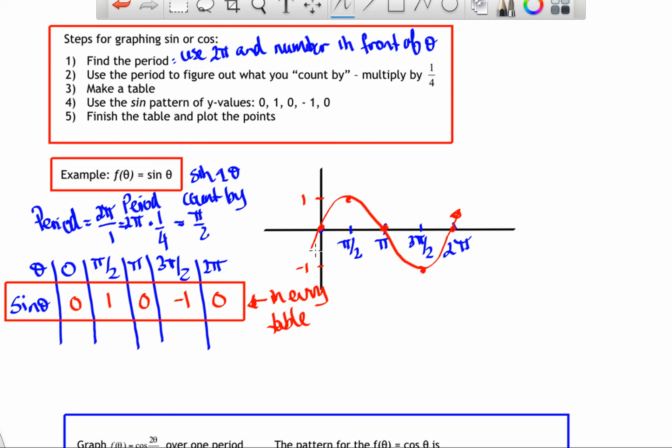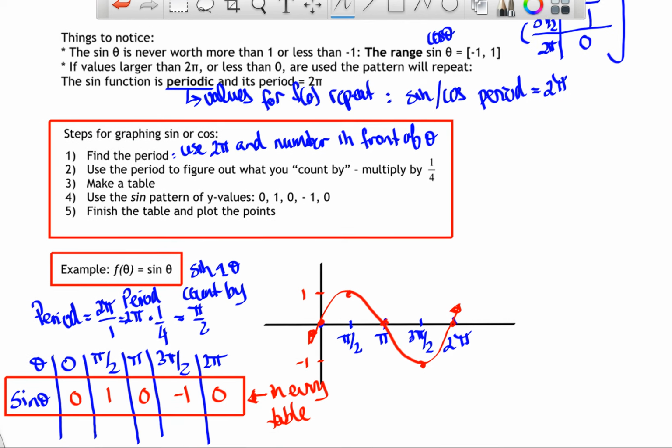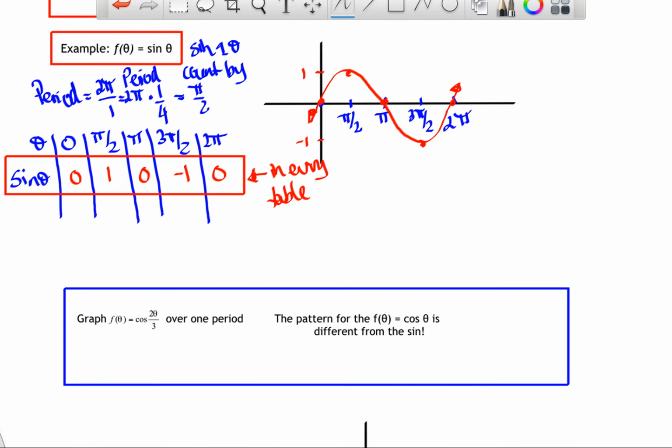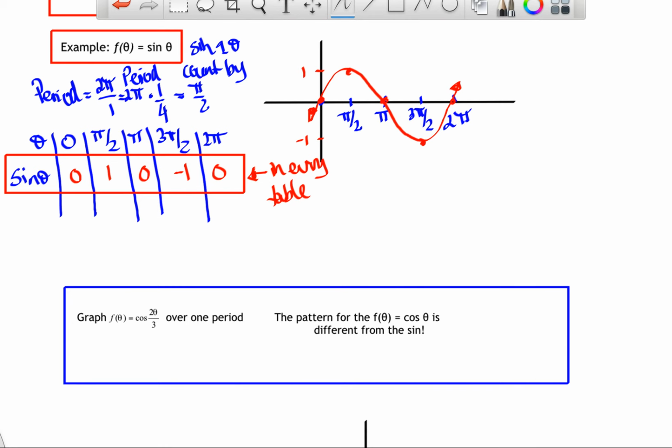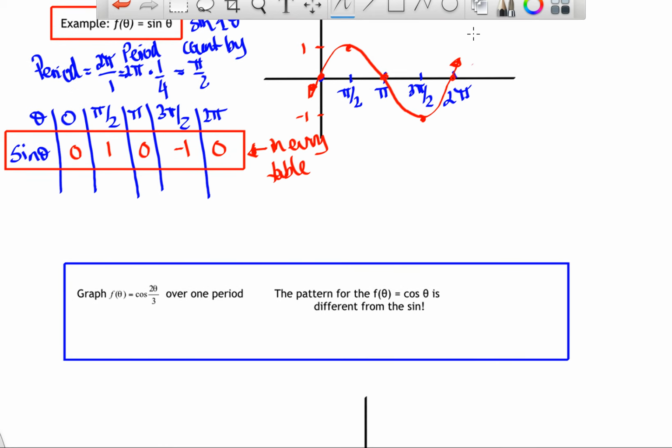Don't finish at the dot. Imply that this thing does continue, because we could plug in negatives, right? And we could definitely plug in more than 2 pi as well. All right, next, let's do a cosine. So the pattern for the cosine is different than the sine, and we should be able to figure that out. So let's do that in gray.